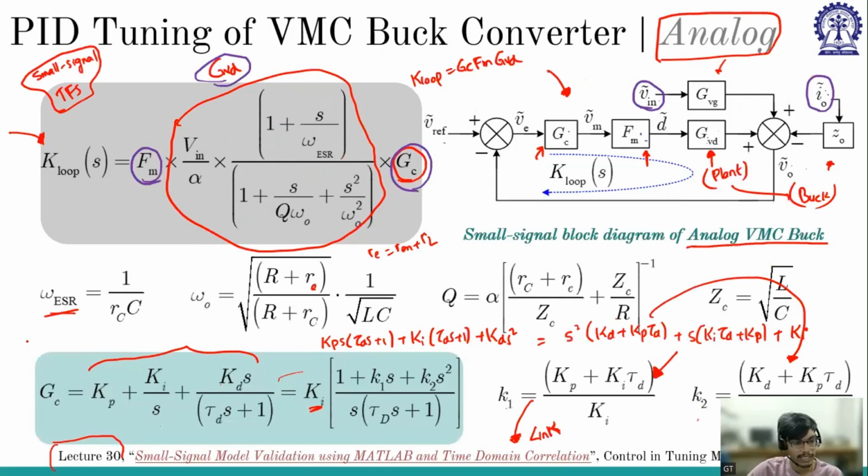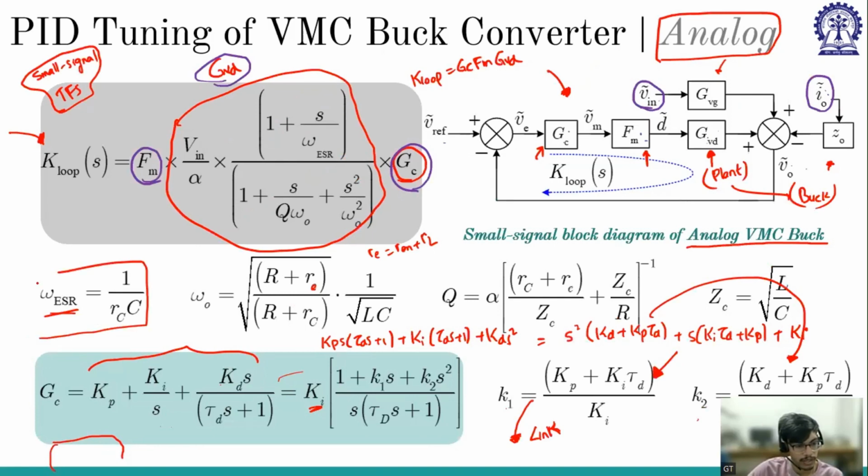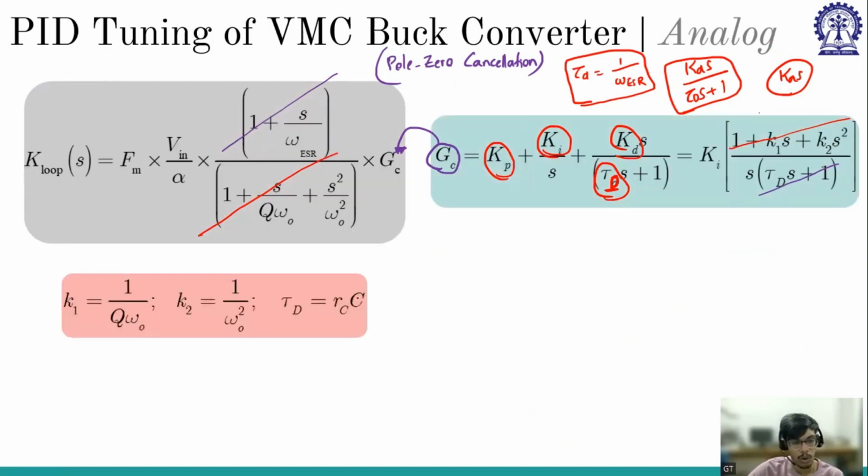If I put omega ESR here, I will get what? Tau D is RC into C, isn't it? Now, what is the coefficient of S? 1 by Q omega naught. And here the coefficient of S is K1. So K1 should be equal to 1 by Q omega naught. And what is the coefficient of S square? 1 by omega naught square. Here it is K2. So K2 should be 1 by omega naught square.